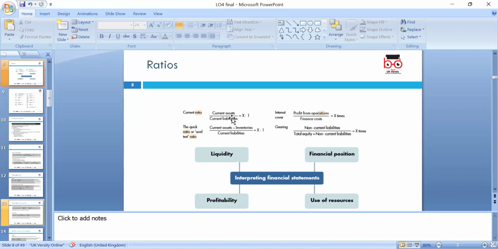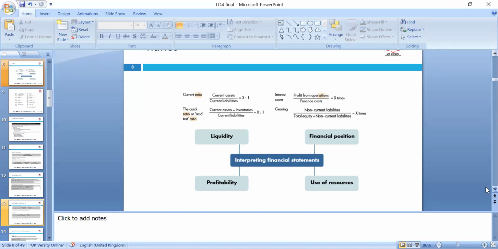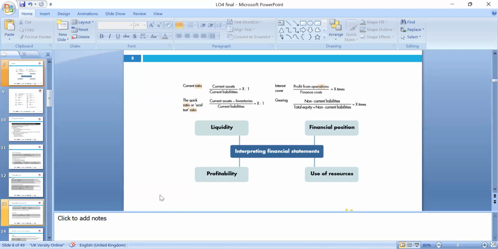So that's quite crucial, which we need to look around, in terms of the interpretation of the ratios. So please, when you look at the prior liquid, near to cash or cash itself. Profitability ratios, which we'll go through in a minute. Financial position ratios, also known as the gearing ratios and interest cover ratios. And we'll go through the use of resources, also known as efficiency ratios.